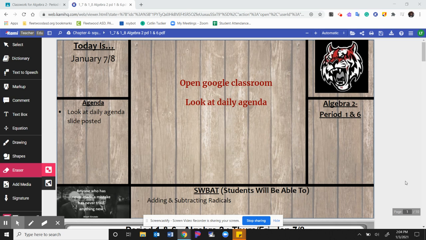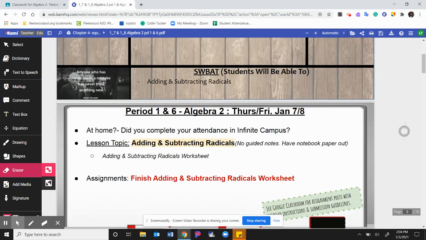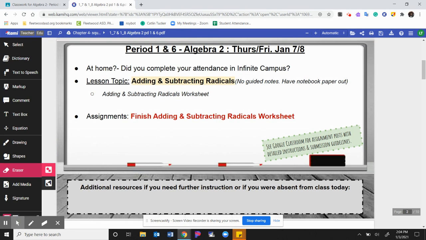Hey guys, just wanted to go through what we're going to be doing today since I'm not here. So make sure that you have Google Classroom open and take a look at the daily agenda. And here, let's take a look at it together. So what our plan is this. If you're at home, please make sure you did your attendance at Infinite Campus.